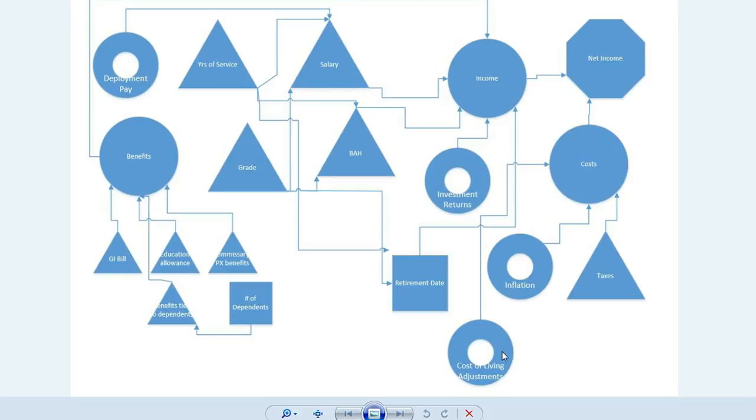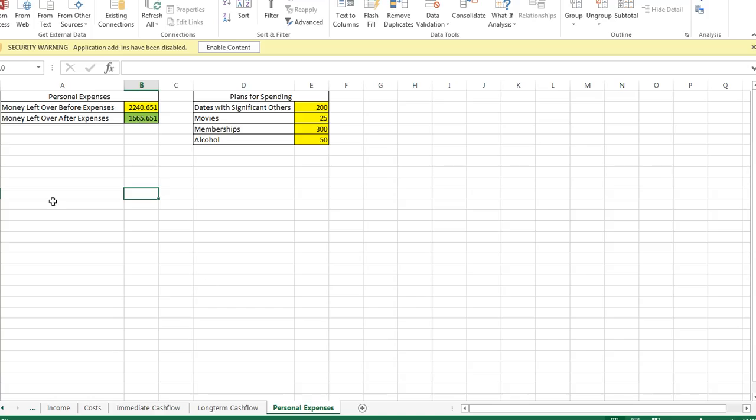Cost of living is how much you pay day to day. Taxes is how much is taxed from your income, and lastly, inflation is how much inflation will affect how much money is taken away from you from your income, which will all sum after cost being subtracted from incomes will be the net income. Now we can see this in the Excel spreadsheet.